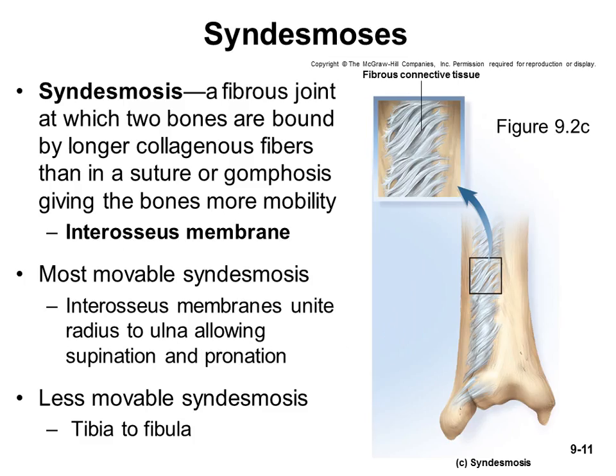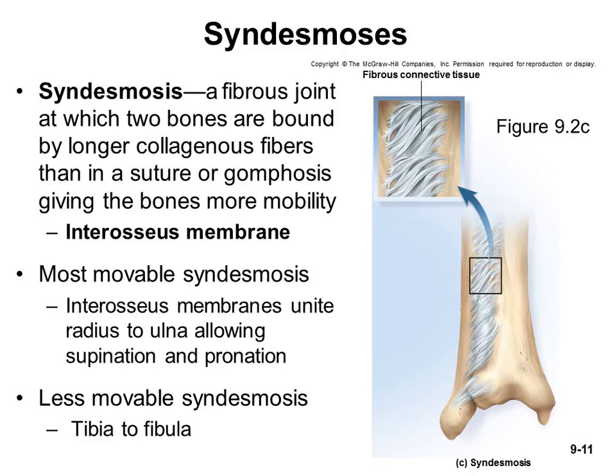Syndesmosis is a fibrous joint in which two bones are bound by longer collagenous fibers, and in a suture. Interosseous membrane. There are two locations on the skeleton where you're going to find an interosseous membrane. Where are they? This is where you're going to have two bones that are parallel to each other. The ulna and the radius, and where else? The tibia and the fibula. Exactly. You're going to get a little bit more movement here.